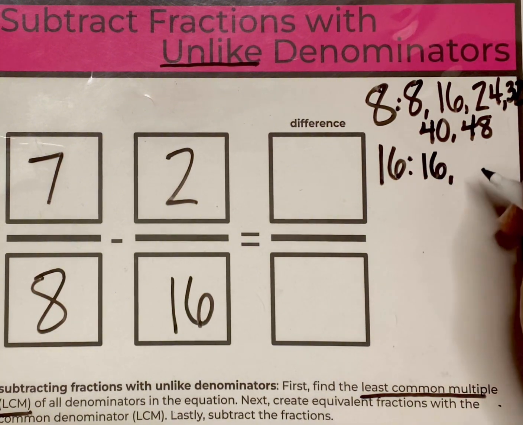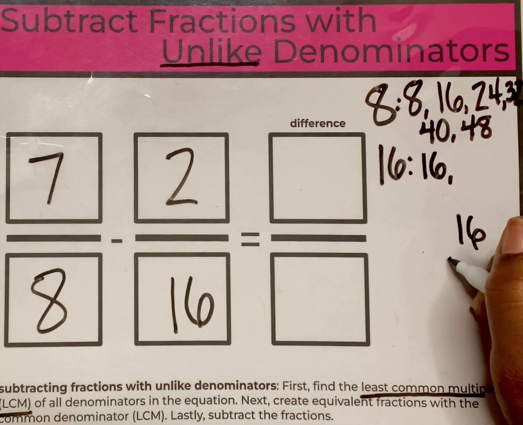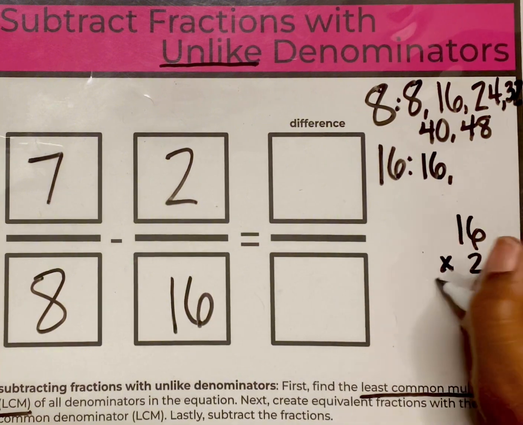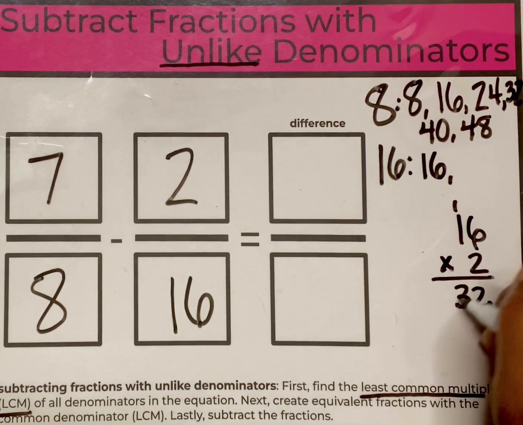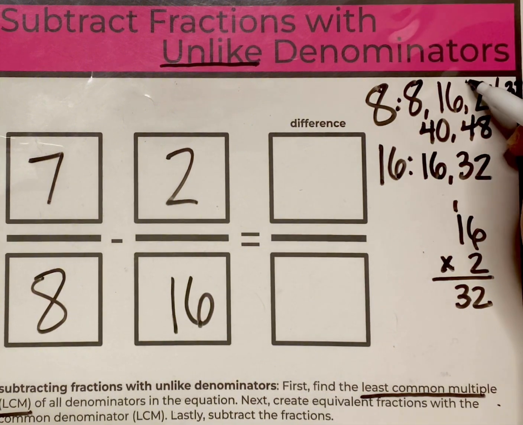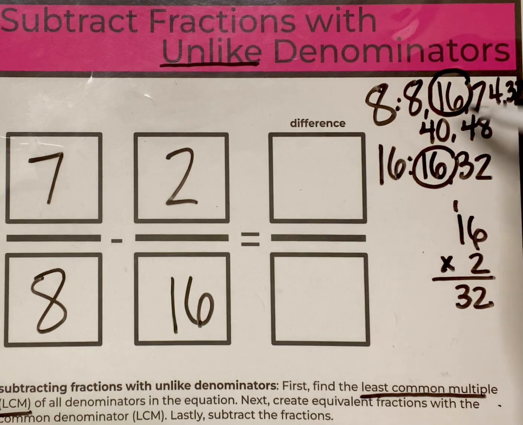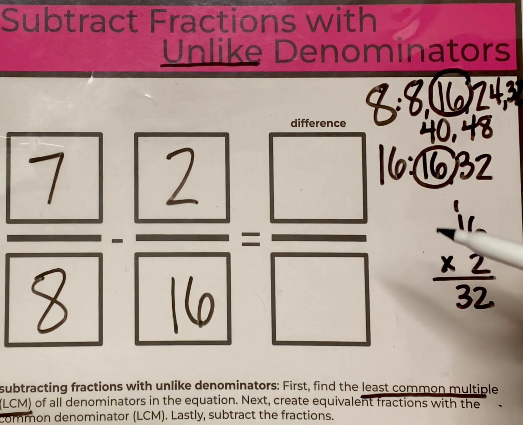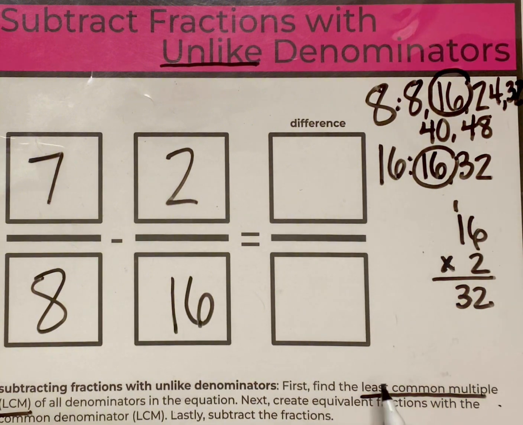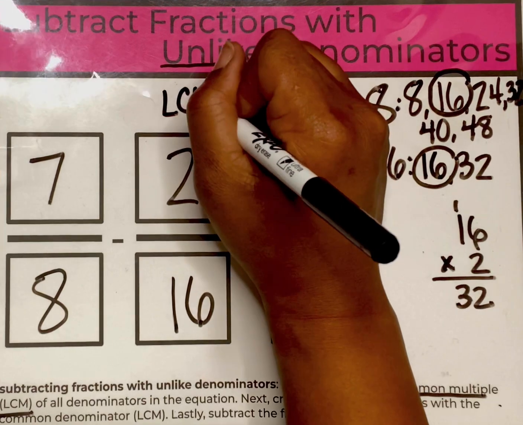So we have 16, and then 16 times 2 is going to be 32, I believe. Let's see. Yes, 32. And you would just continue to multiply: 16 times 3, 16 times 4, etc. And so we already have a number that they both share, and that's the number 16. That number is our least common multiple. That's step 1.